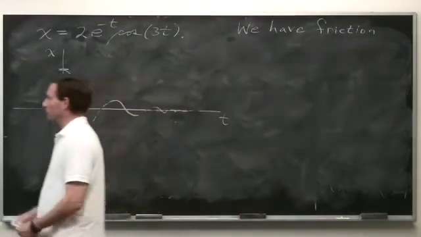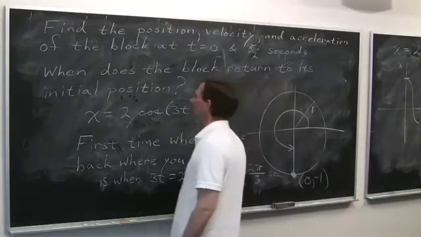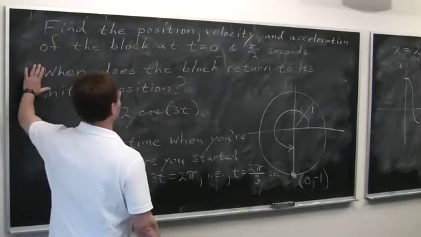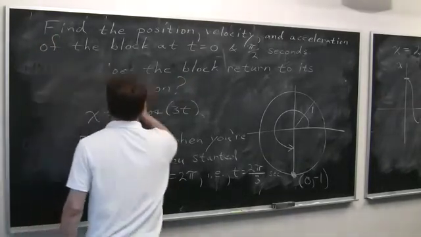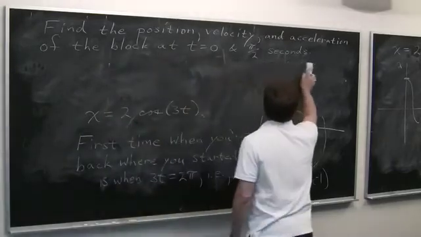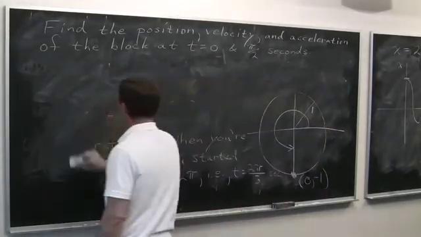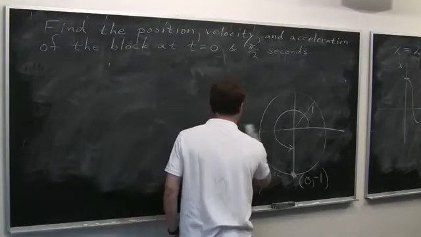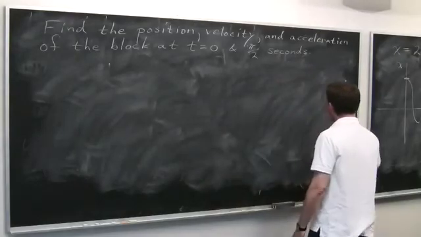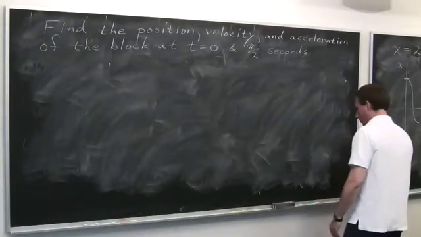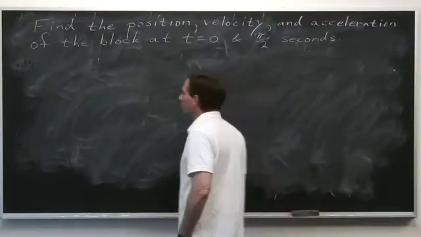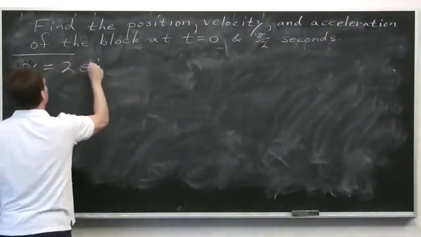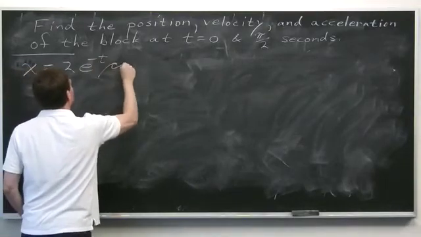Let's ask the same questions for this, just to get used to how bad the calculations can be. First of all, we don't expect this to be periodic. It won't return to its initial position. But we can still ask for the position, the velocity, and the acceleration at these two times and see how much worse the calculation is. And also it's good practice using our new derivatives for sine and cosine in combination with our other rules. So we have x equals 2 e to the minus t cosine of 3t.